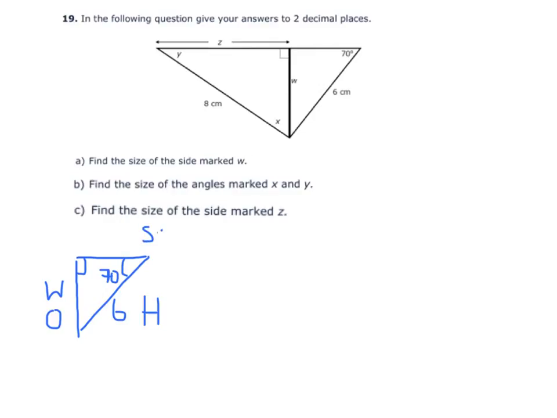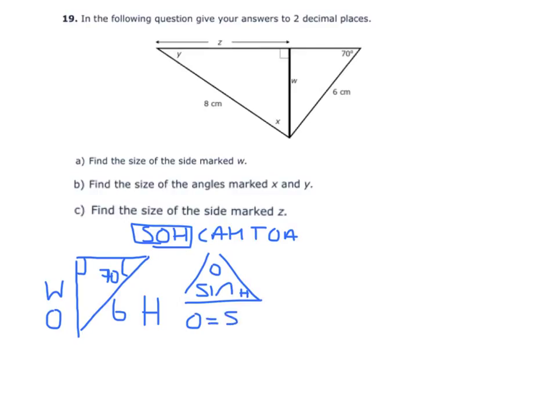So I have my SOHCAHTOA. I want O and H, so that's sine. If I draw out the triangle with sine O and H, and I want to work out O, I can see that O is the sine times the hypotenuse. So in this case, O, which is W, will be the sine of 70 times the hypotenuse, which is 6. And that gives us 5.64 to 2 decimal places.